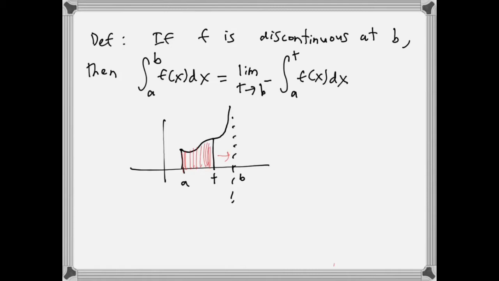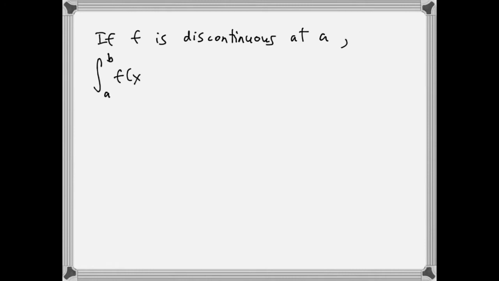So let's do the other case. If f is discontinuous at a, then how are we going to solve a problem like this? It's going to be the exact same thing, except now t is going to approach a. But from which side? Well, of course, we're going from a to b. So we're talking about the limit as t approaches a from the right.